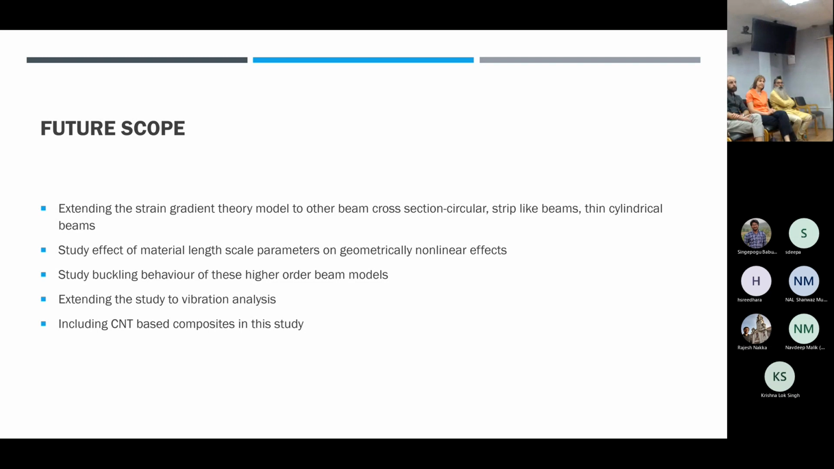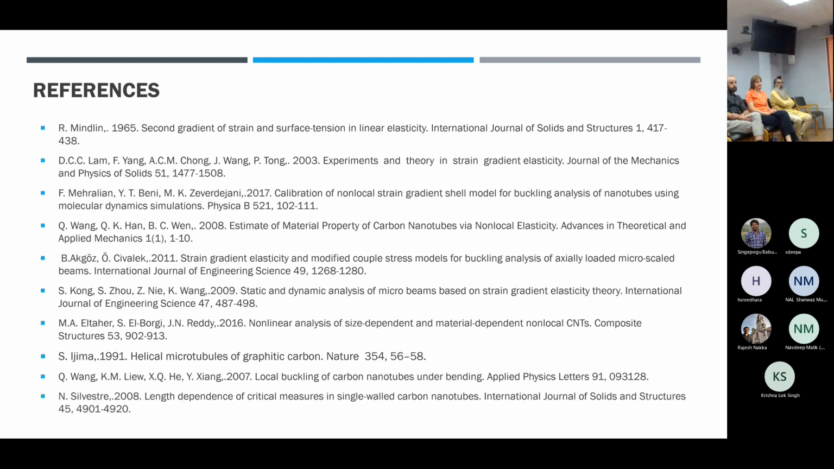And then moving on, we can study the buckling behavior of these higher order beams and extend the study to vibration analysis, including CNT-based composites in this study. So these are some of the references.